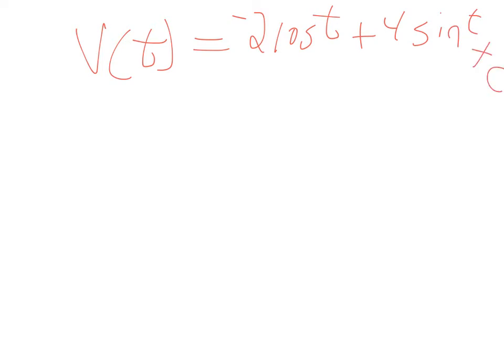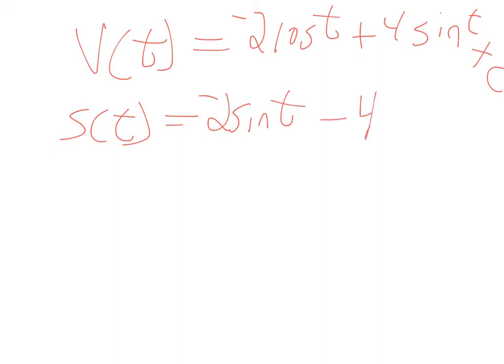So there's your velocity. Alright, now what about your initial position? S of t, we use S for position of this particle, and we'll take the antiderivative. Negative 2 cosine t, that'll transform into negative 2 sine t. 4 sine t, that'll change itself, right? That'll change into minus 4 cosine t.